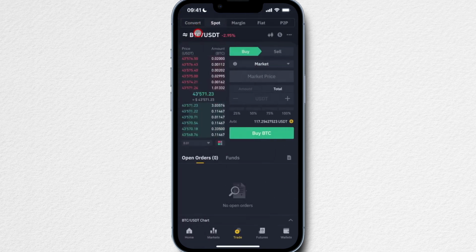So that's the difference between limit and market order. Market order basically fills immediately, and with a limit order, you can set your own price, but you're going to have to wait until the price actually reaches the price that you are willing to pay.